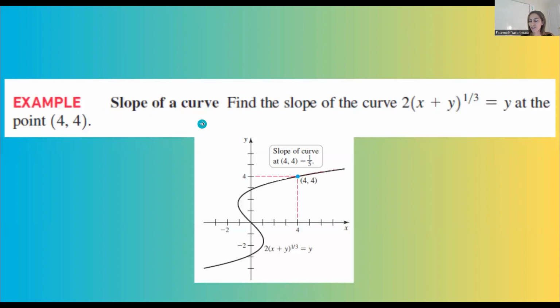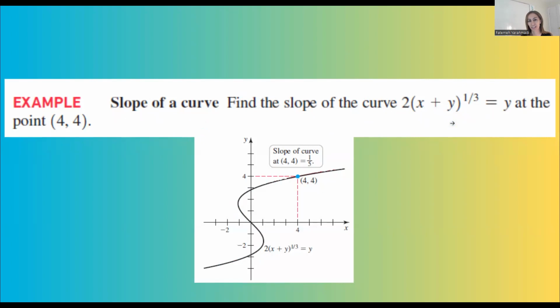Let's take a look at another interesting case. In this example, the question says find the slope of the tangent line to the following curve. This curve doesn't pass the vertical line test. It is not a function. It's defined as 2 times (x plus y) to the power of a third equals y at the point (4, 4). And as you can see, it's defined implicitly.